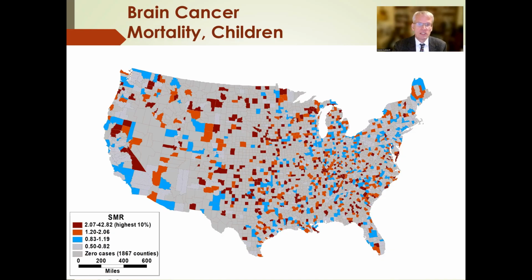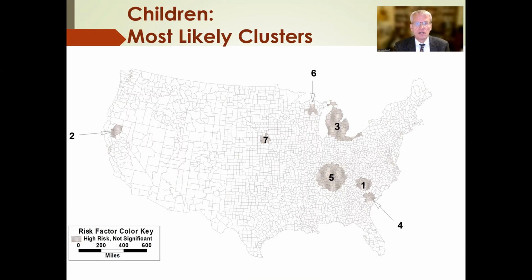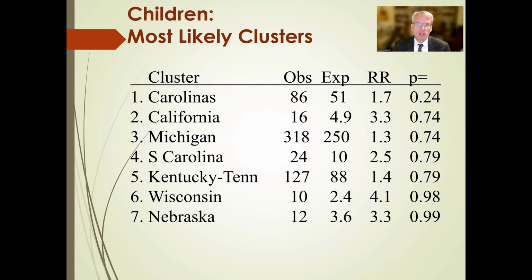So we'll go on now and see what the SaTScan software and the spatial scan statistics say about this. And we have 7 clusters here. The most likely cluster was in the Carolinas, and the second most likely was in Northern California. But if we look at the details, we see that none of these clusters were statistically significant. The most likely in the Carolinas had 86 observed, 51 expected, for a relative risk of 1.7. The California one is smaller, 16 observed, about 5 expected, with a relative risk of 3.3.